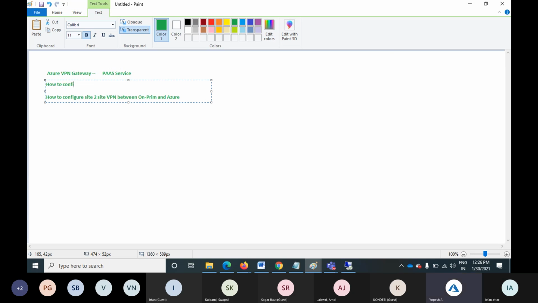How to configure site to site VPN between two Azure accounts, your different accounts. Okay, different accounts, but here we will use VPN gateway at both sides. Just try to understand the scenario.